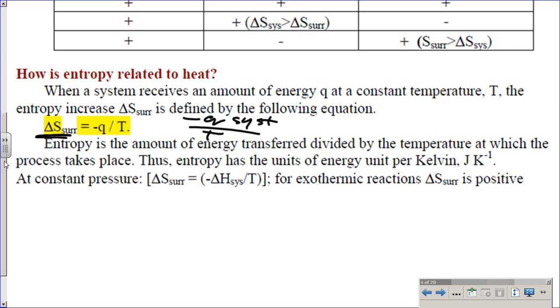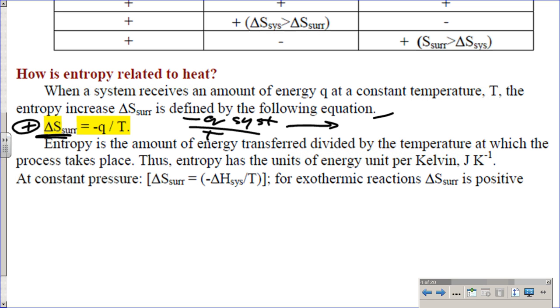And the reason that I have the system is because the surroundings and the system are inherently related, but one is losing, one is gaining at all times. So if I leave the delta S of the surroundings as a positive number, it's the opposite for the system, so the negative of the system. Okay, notice though, what are these units going to be? What is Q?